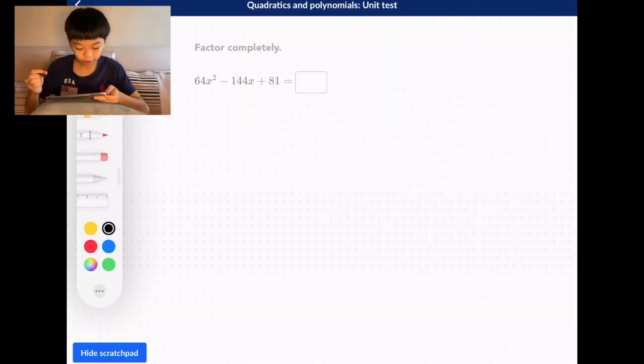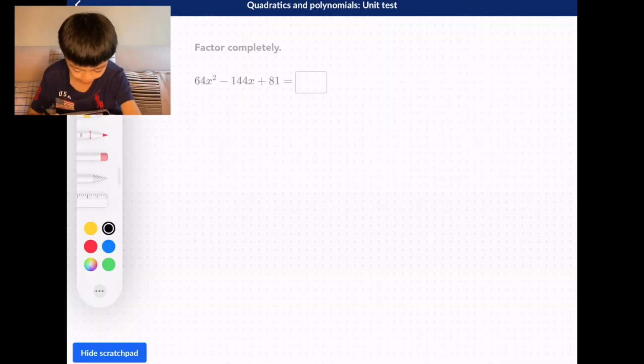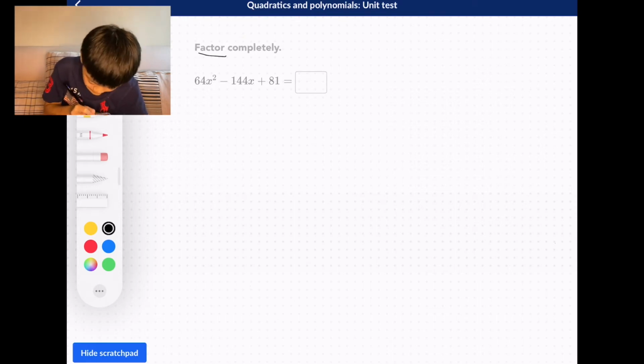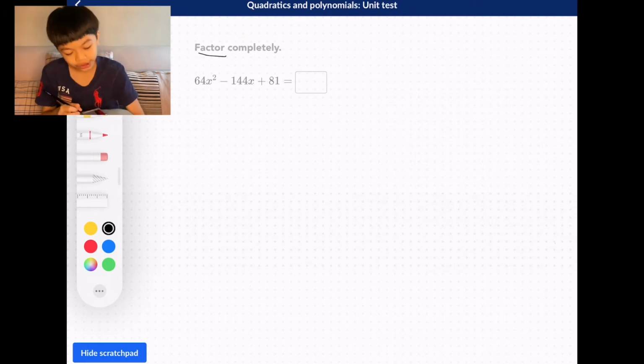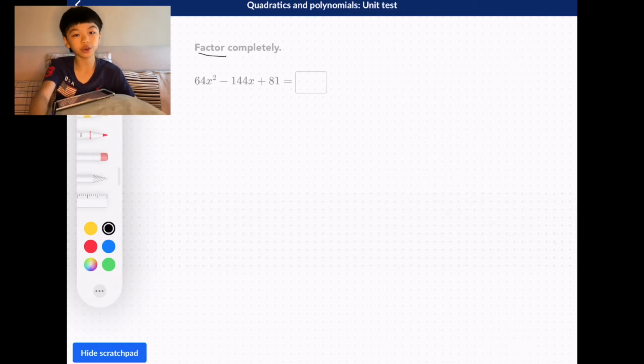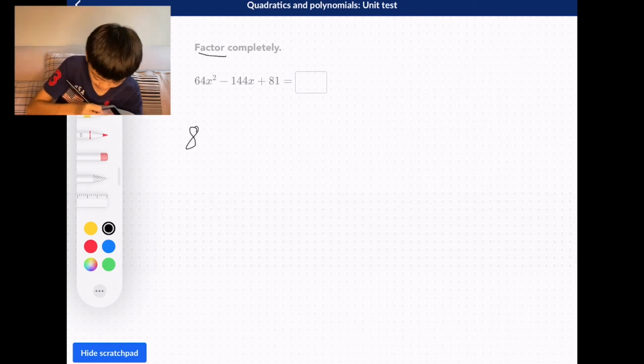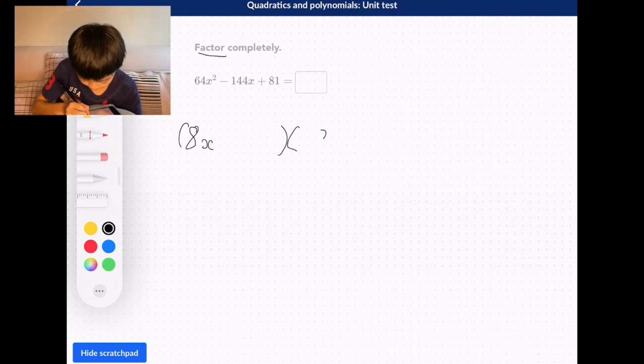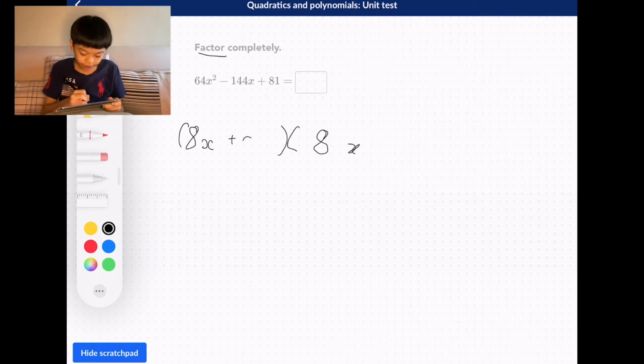It's correct. Alright, so 64x squared minus 144x plus 81 will equal, they want you to factor it. So let's do over here. What are the factors of 64? 64 is a square number of 8, meaning 8 times 8 will equal 64. How about x squared? We don't know what it is, so x squared will equal x times x. So we can do 8x plus a times 8x plus b, and close bracket.